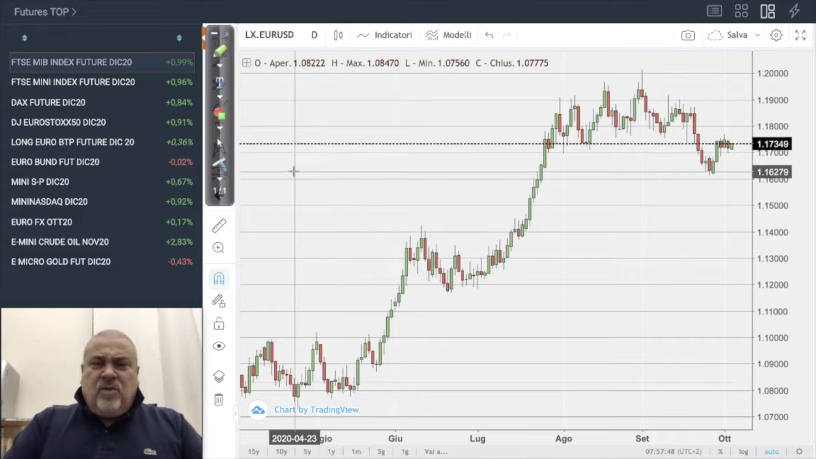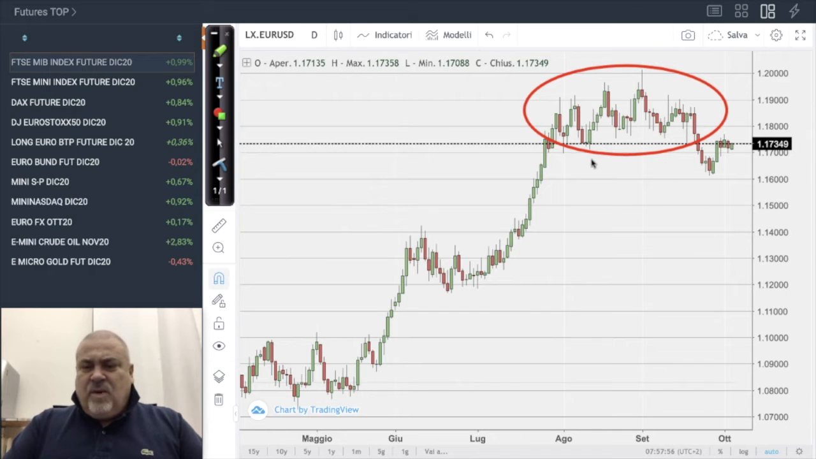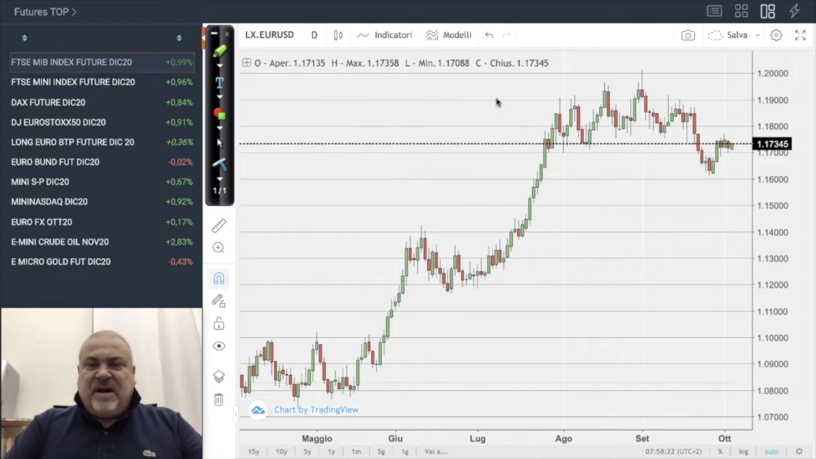So let's start with the euro dollar that, after this sideways movement that went on for something like 2 months, there was a breakout here and then a pullback in this moment. We are around the price that is representing the resistance, 1.1730, something like that. Okay, let's see what is going on. The last 4 days, the market was very flat. So let's say that we can expect something to happen in the next market session.